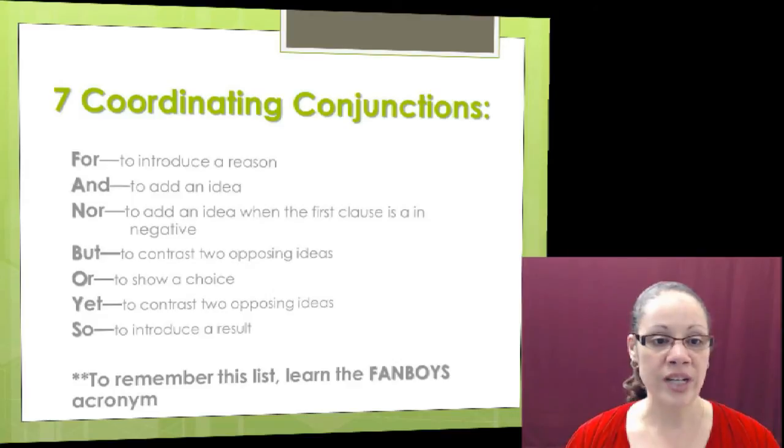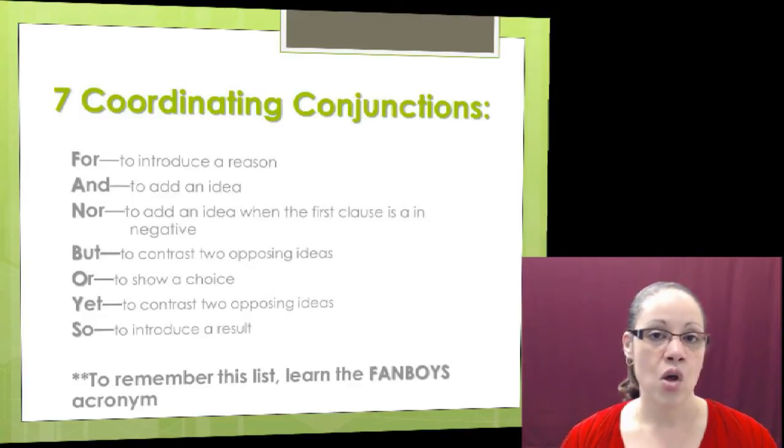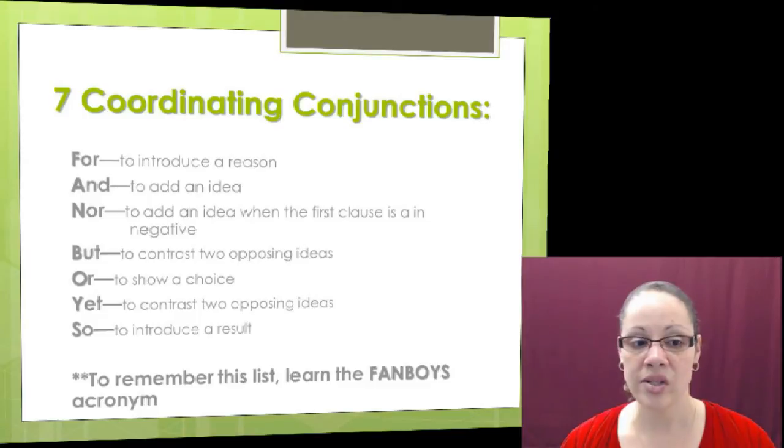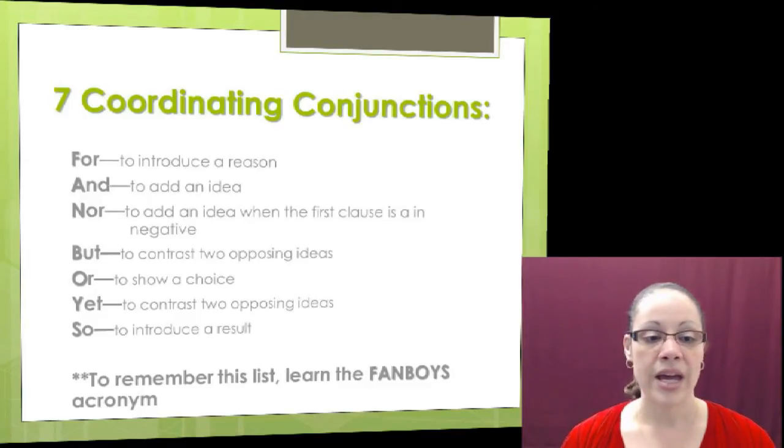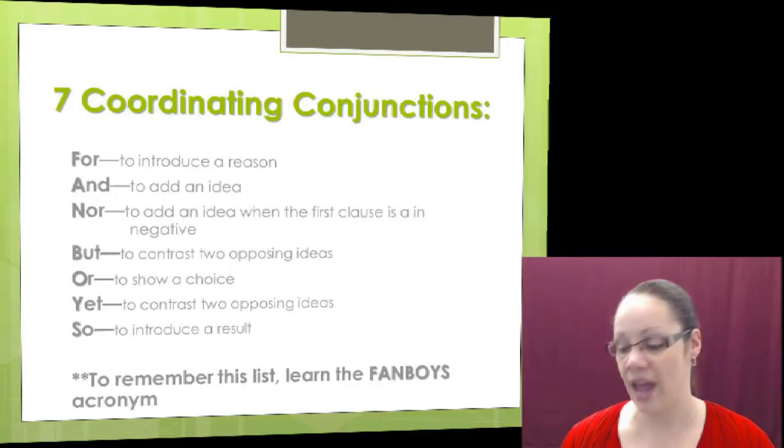Now, the word for is used to introduce a reason, and is used to add an idea, nor is used to add an idea when the first clause is a negative, and but is used to contrast two opposing ideas, or is to show a choice, yet is to contrast two opposing ideas also, just like but is, and so is to introduce a result. And again, the 7 coordinating conjunctions, learn these 7 by using the acronym fanboys. It'll be easier for you to remember if you learn the acronym.